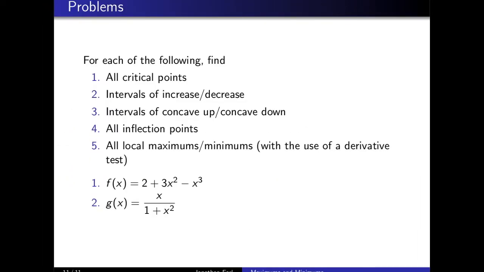Okay, so we'll do two examples that'll wrap up what we've said about increasing, decreasing, and concavity. So we'll take two examples and work with them. We'll first take the polynomial 2 plus 3x squared minus x cubed, and we'll find the critical points, places where we're increasing and decreasing, places where we're concave up and down, our inflection points, and our local maxes and mins.